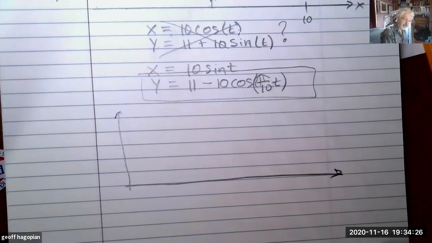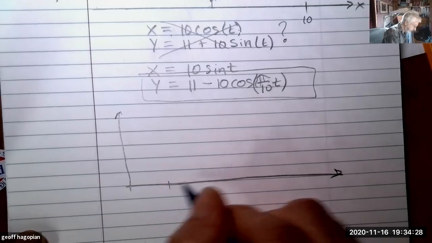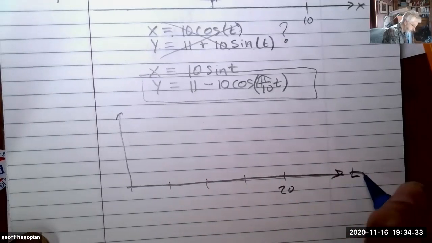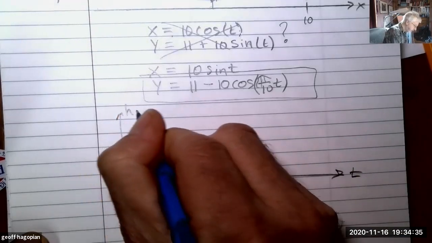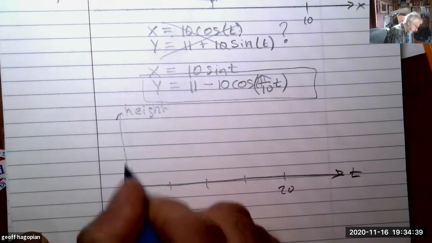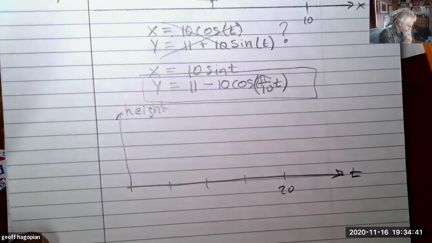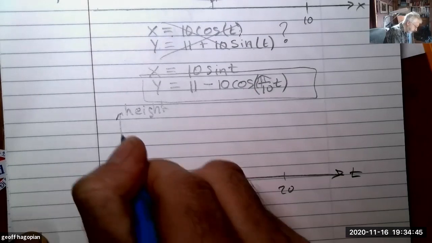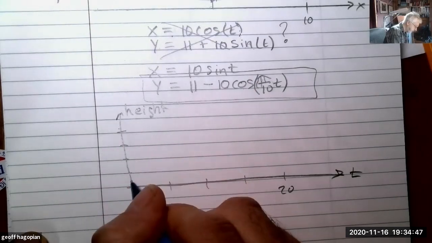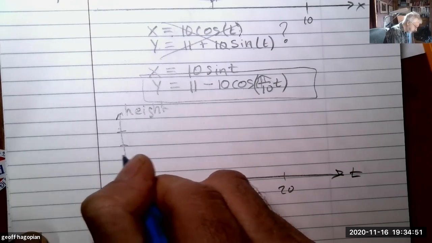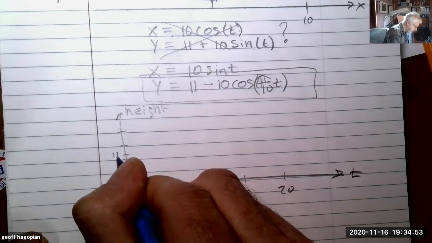Okay. So we got 5, 10, 15, 20, perfectly evenly spaced. This is t in seconds. This is the height. And we see that we want to go up to 21. So let's say here's 5, 10, 15, 20, 21 will be here. So the line of equilibrium is at 11. Let's say that's here.